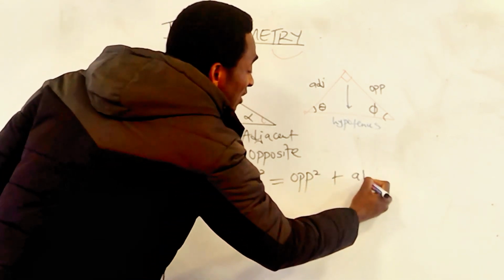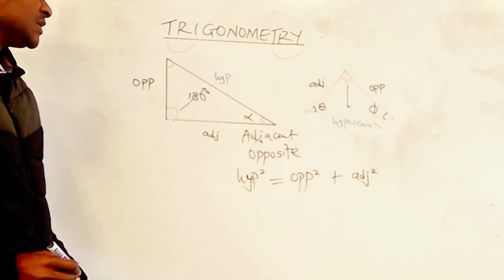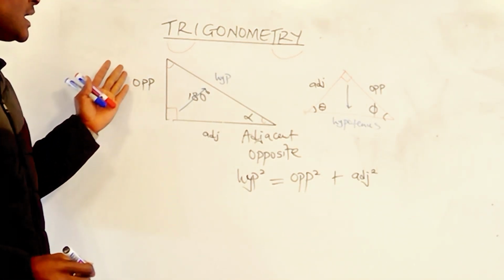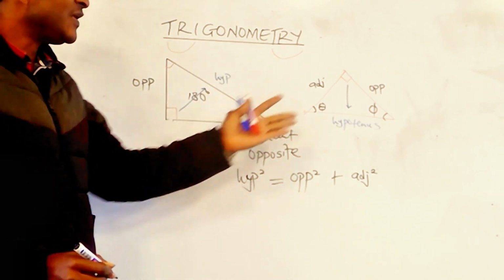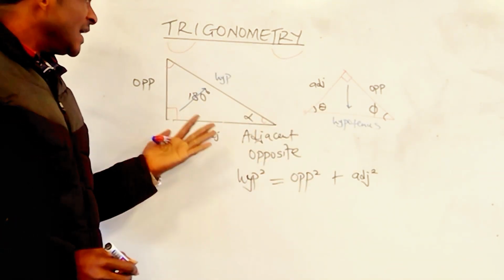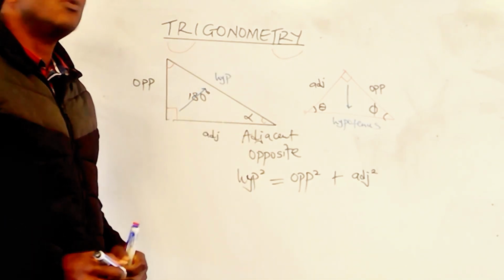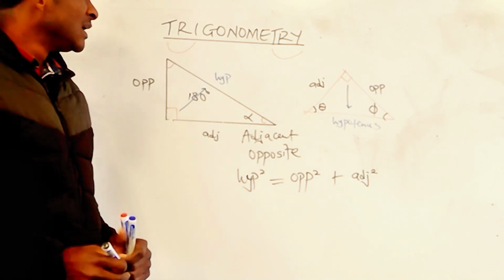Then we should also remember our Pythagoras theorem, which says that the square of the hypotenuse is equal to the sum of the squares of the adjacent and the opposite. So with this, we can calculate or determine the length of any side of a right angled triangle. And the sum of angles, when you add them up, always adds up to 180 degrees.